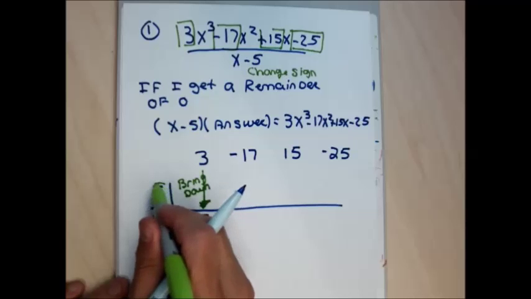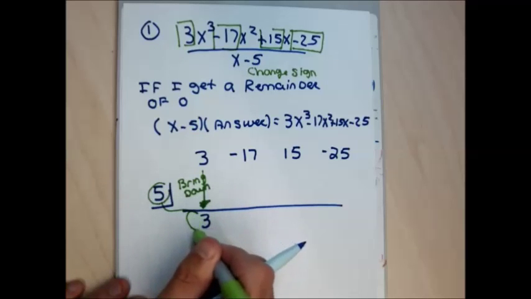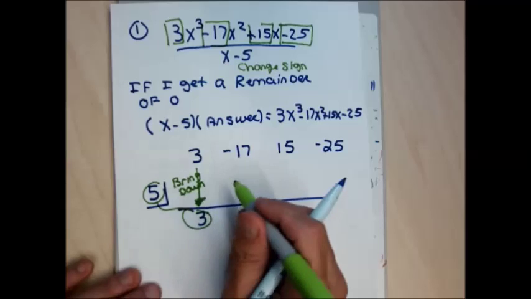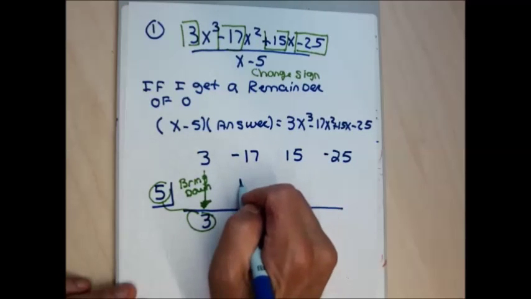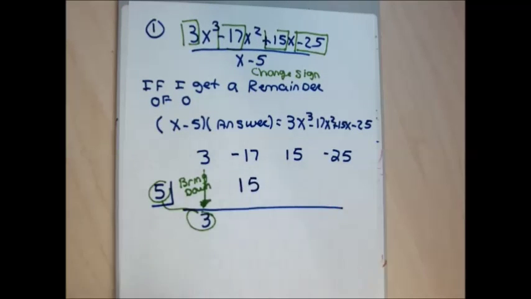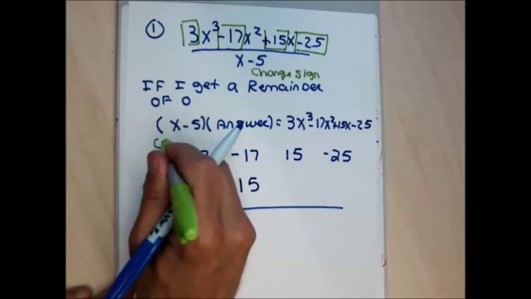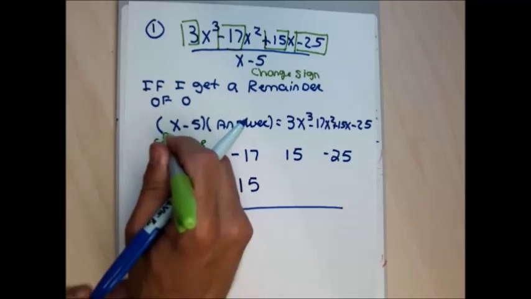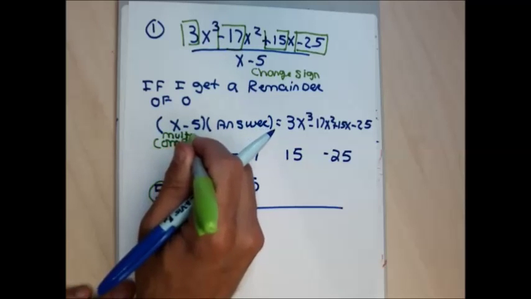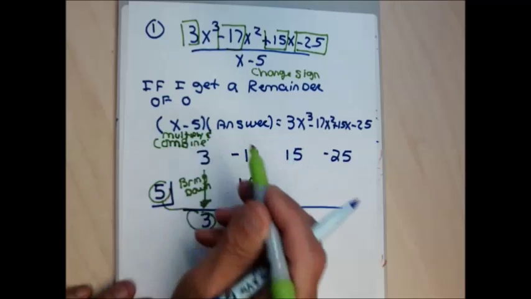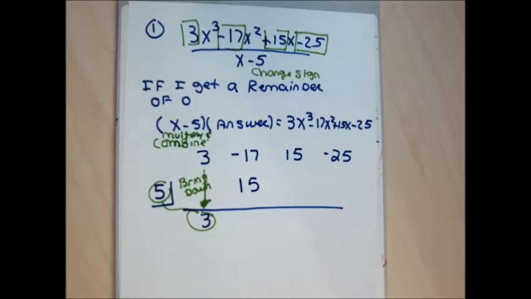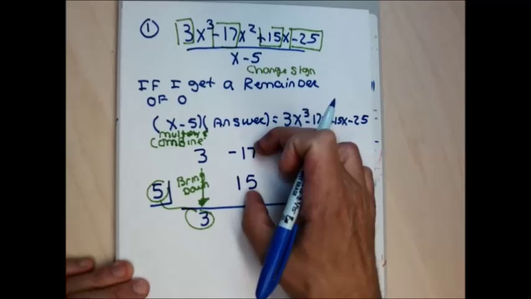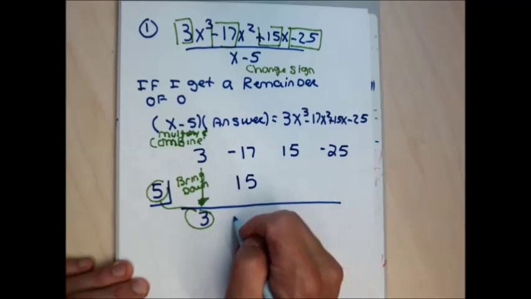So the next thing I'm going to do is multiply this 5 times 3, and I'm going to write that product, 5 times 3 is 15, underneath the -17, and now I'm going to combine. So the rest of the way after I bring down is just multiply and combine. If the signs are the same, I add. If the signs are different, I subtract when I combine. Here the signs are different. I'm going to subtract. -17 plus 15 is going to be -2.